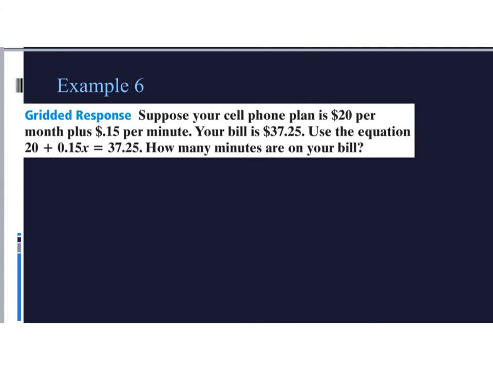My final example for today says, suppose your cell plan is $20 per month plus 15 cents per minute. Some cell phone plans, well, they used to be anyways, were based upon that $20 means that you would pay $20 regardless if you talked 0 minutes or 500 minutes. So you were locked into that $20. So you have 20 plus, you pay 15 cents times every minute that you talk, and you found out that your bill was $37.25.